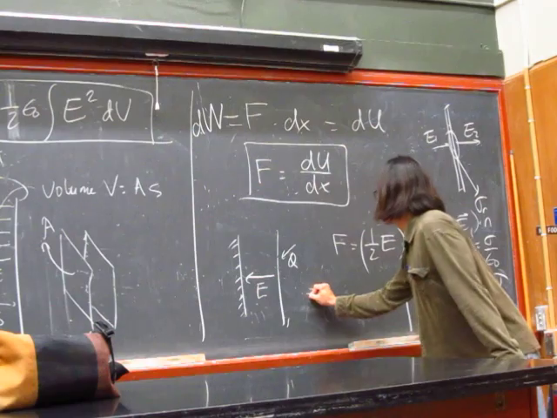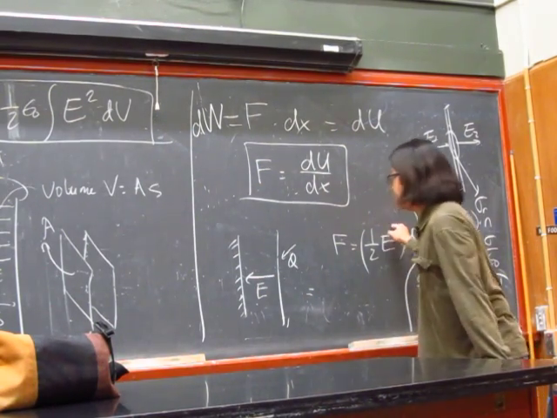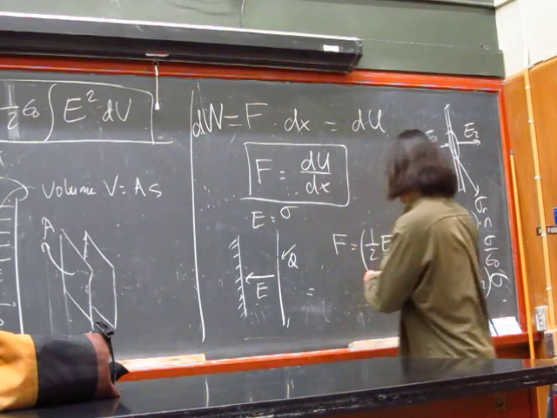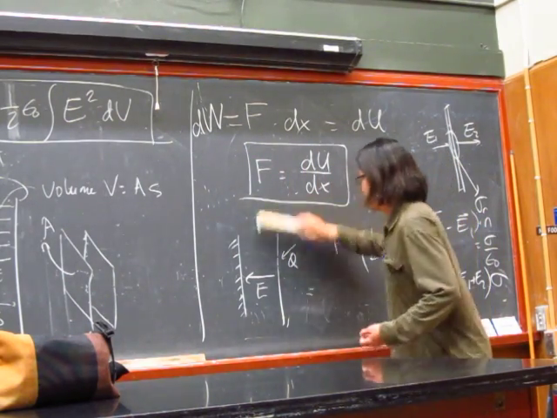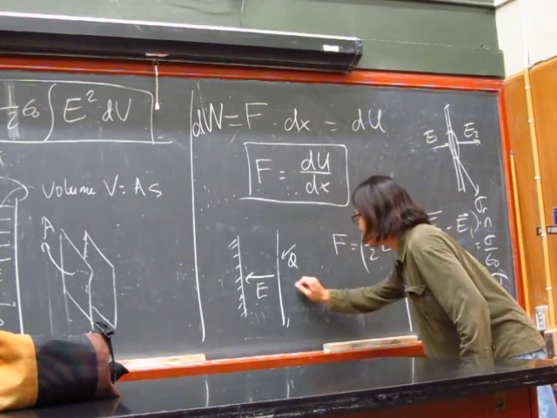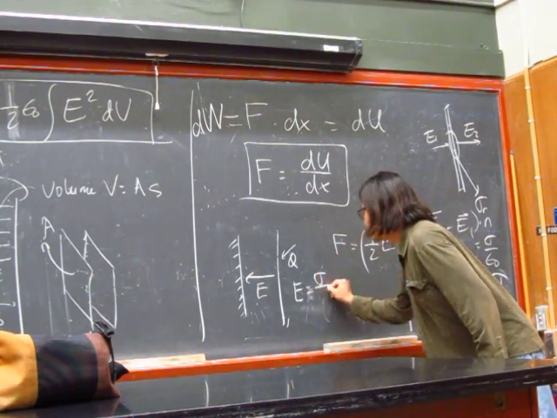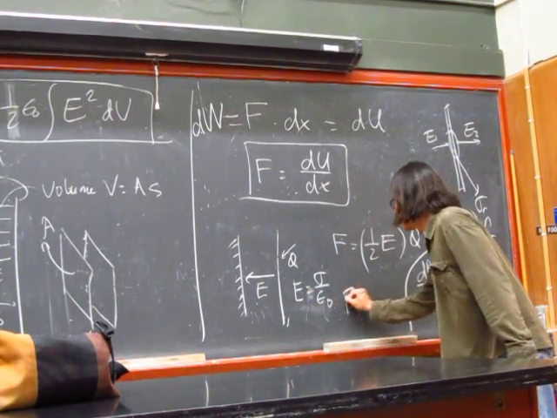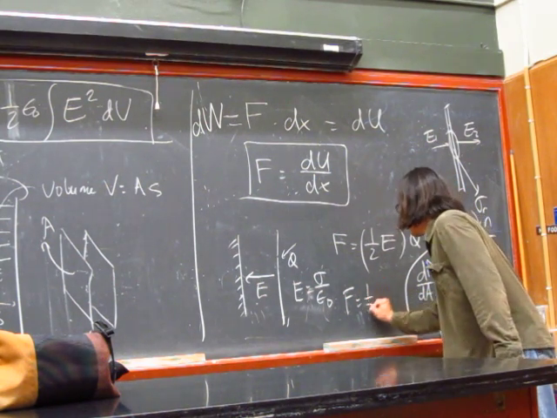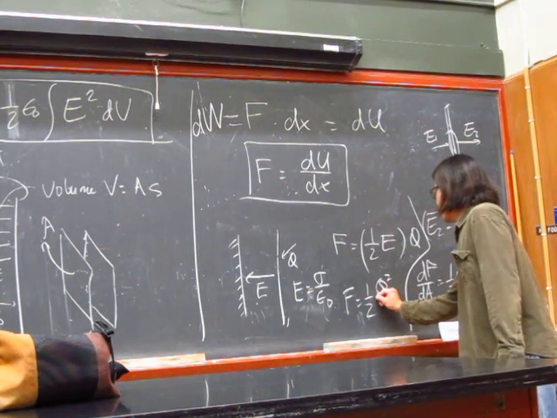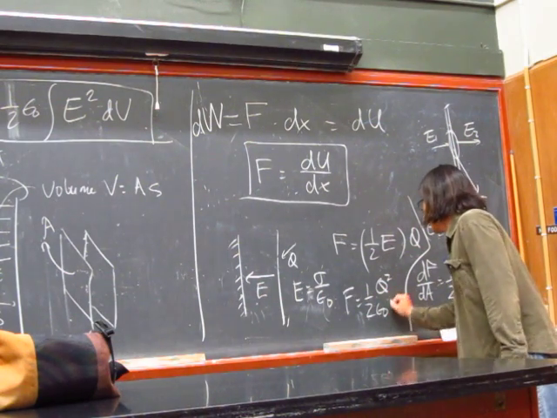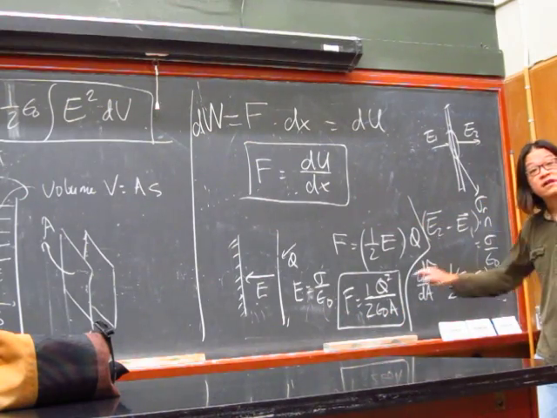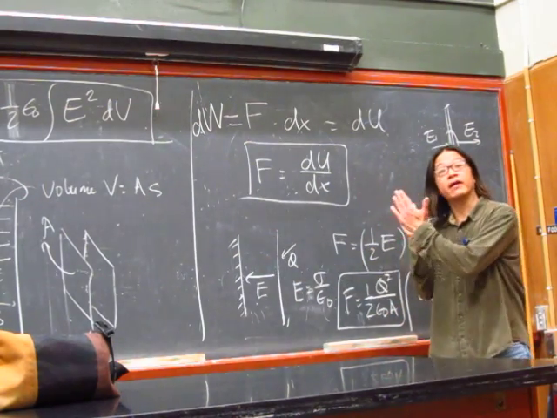Okay, and this becomes E. E is equal to sigma over epsilon naught. Sorry for not writing all over the place, the electric field is sigma over epsilon naught, right? And sigma is Q over A, so this gives you force to be equal to 1/2 Q squared over epsilon naught A, something like that. That's the force. That's the force on a parallel plate.